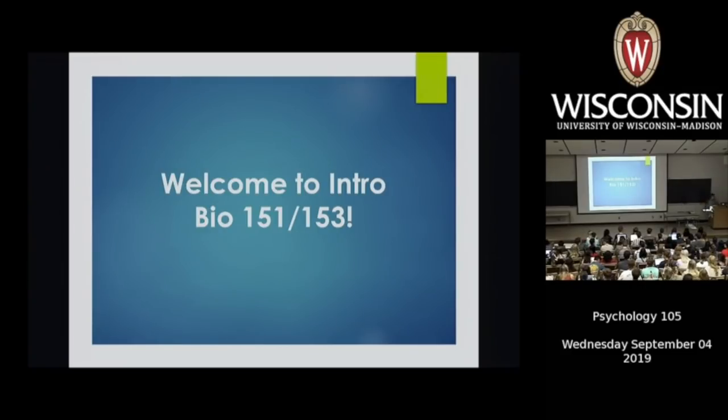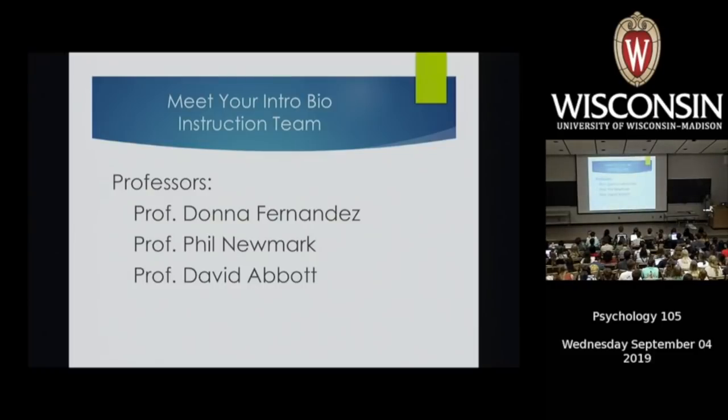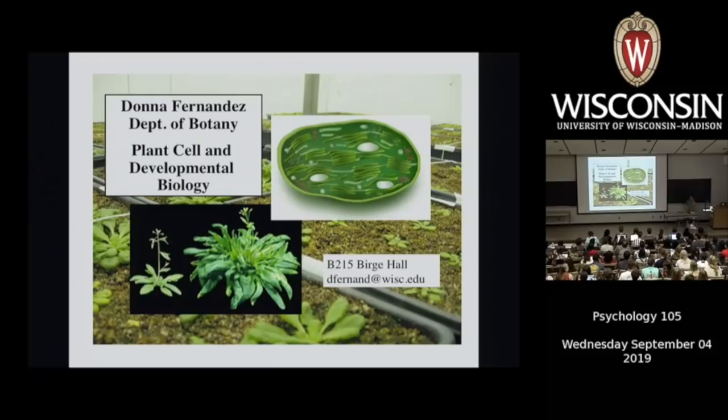All right, so I will be heading off the semester, but we will have a team of 3 different lecturers. We each take approximately 5 weeks. I'm starting in the first section on cells and cell processes. I am a professor in the Department of Botany.